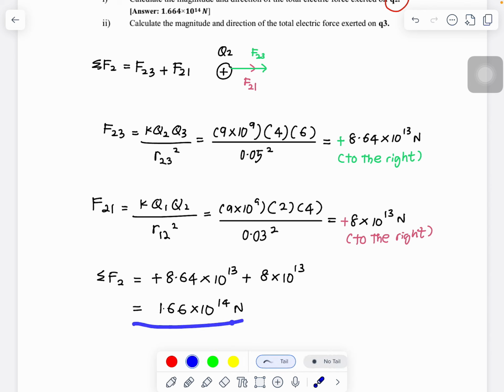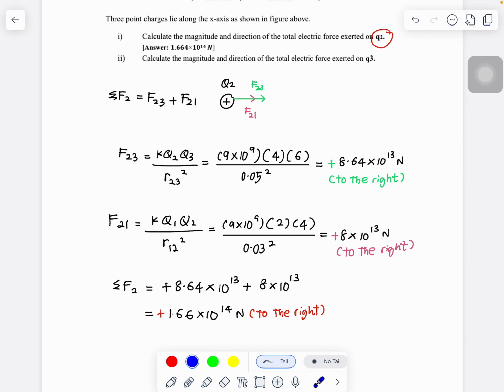It's based on our value. So kalau kita tambah dapat positif, so to the right. And then kalau kita tambah dapat negatif, it will be to the left. So in this case kita dapat positif, meaning that it will be to the right. Okay, so setiap kali mau kira total electric force, total mesti include magnitude and direction.